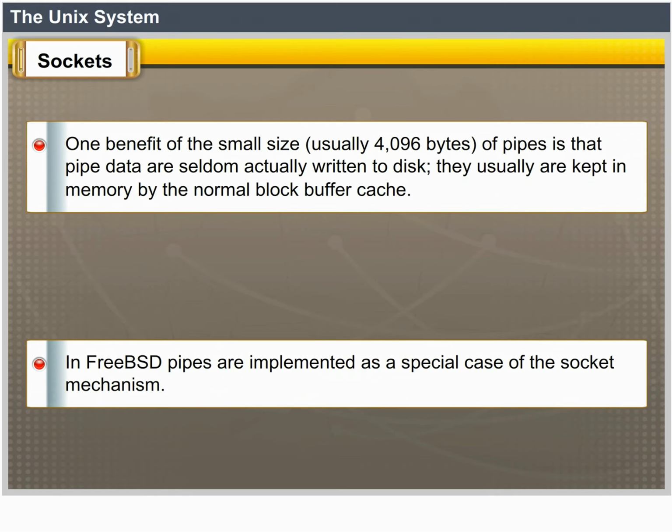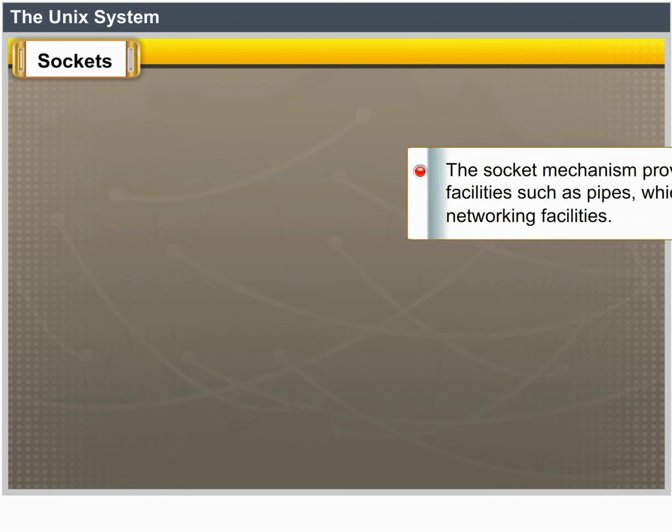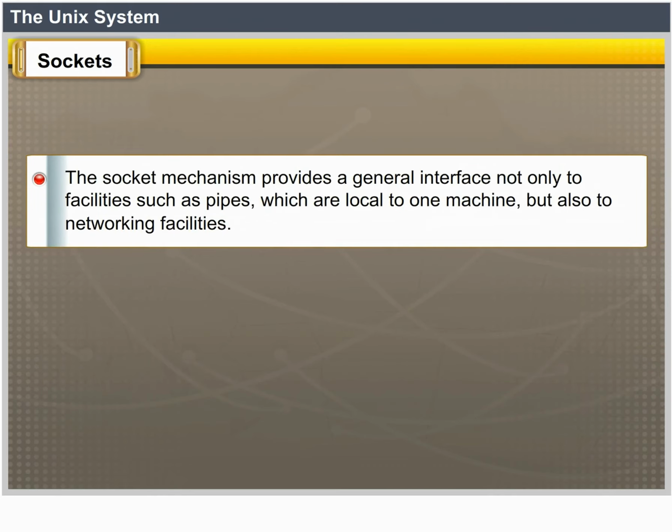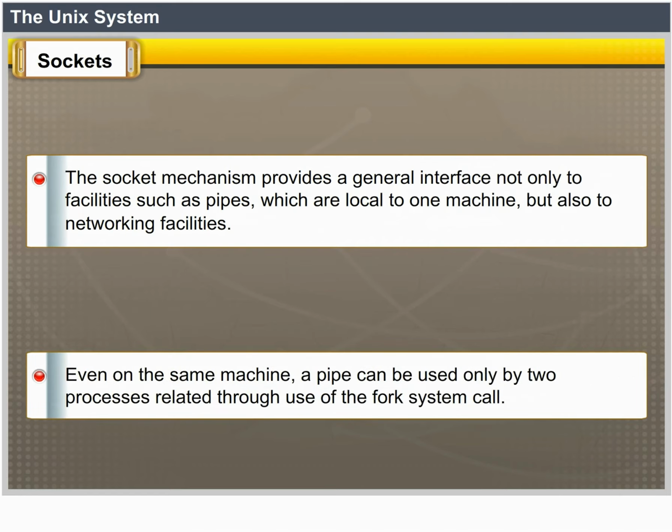The socket mechanism provides a general interface not only to facilitate facilities such as pipes, which are local to one machine, but also to networking facilities. Even on the same machine, a pipe can be used only by two processes related through use of the fork system call. The socket mechanism can be used by unrelated processes.